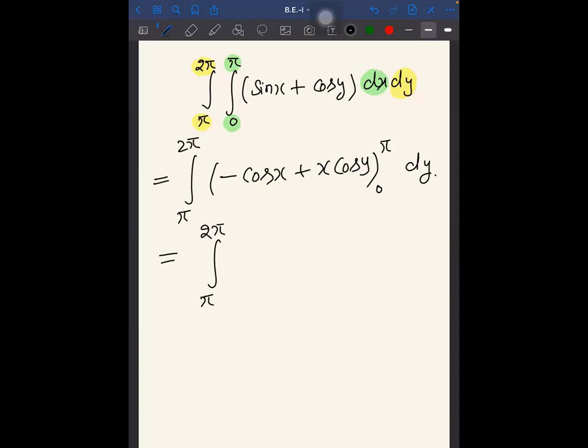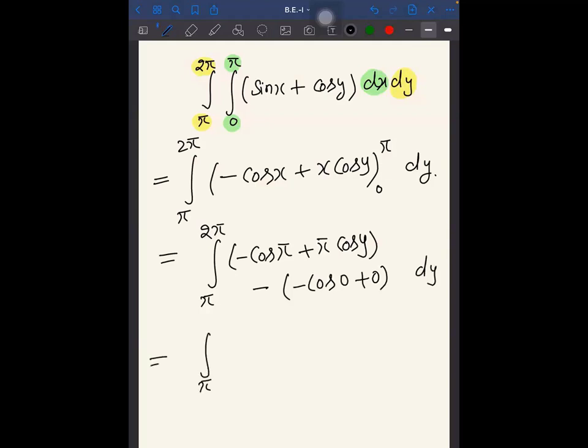So cos pi would be -1, plus pi cos y, minus cos 0 plus 0, dy. So what is cos pi? -1. Yeah, so this becomes +1, pi cos y. So again, minus minus plus 1. So let me write it as 2. Okay?